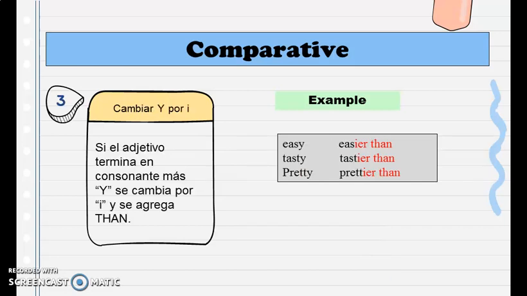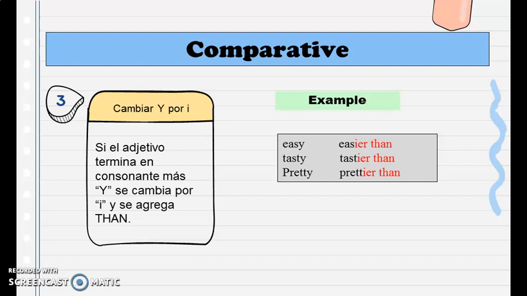Now the third rule. If you have an adjective that ends in a consonant and then the letter Y, you must change that Y by I and then add the word than. Example: easy, easier than. Notice that we are changing the last letter Y. It's being replaced by I. Easy, easier than. Tasty, tastier than.